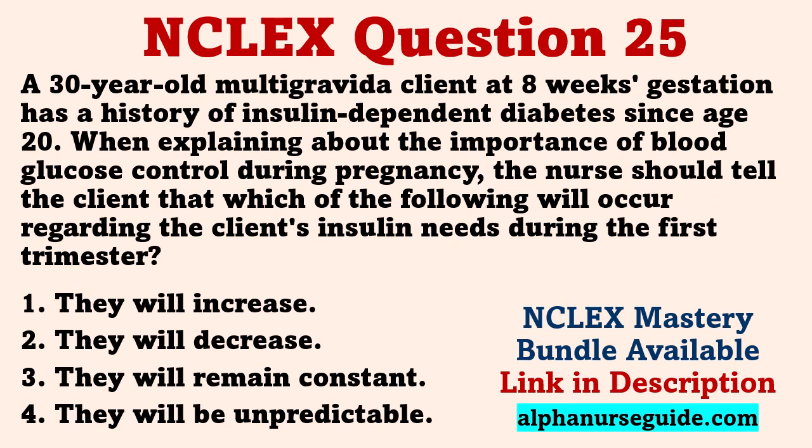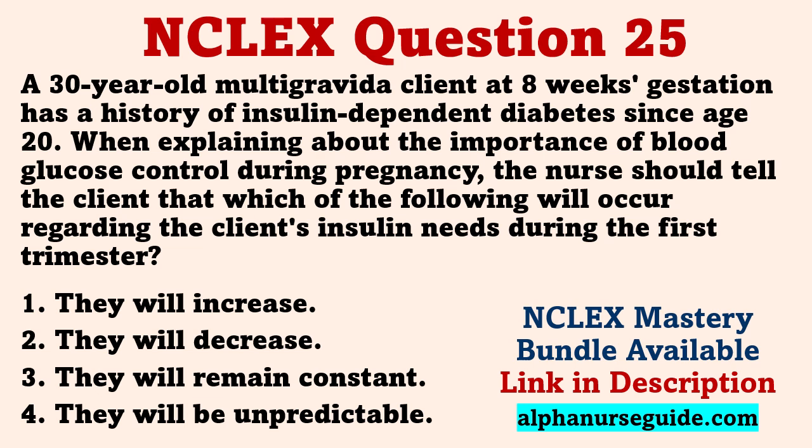A 30-year-old multigravid client at 8 weeks gestation has a history of insulin-dependent diabetes since age 20. When explaining about the importance of blood glucose control during pregnancy, the nurse should tell the client that which of the following will occur regarding the client's insulin needs during the first trimester? 1. They will increase. 2. They will decrease. 3. They will remain constant. 4. They will be unpredictable.